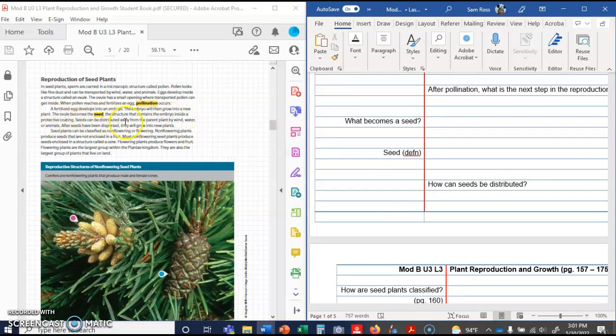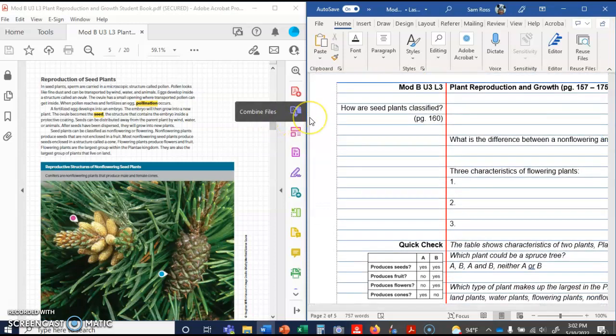And then the definition of seed is the structure that contains the embryo inside a protective coating. How can seeds be distributed? Seeds can be distributed away from the parent plant by wind, water, or animals. So let's go ahead and go on to page 2.